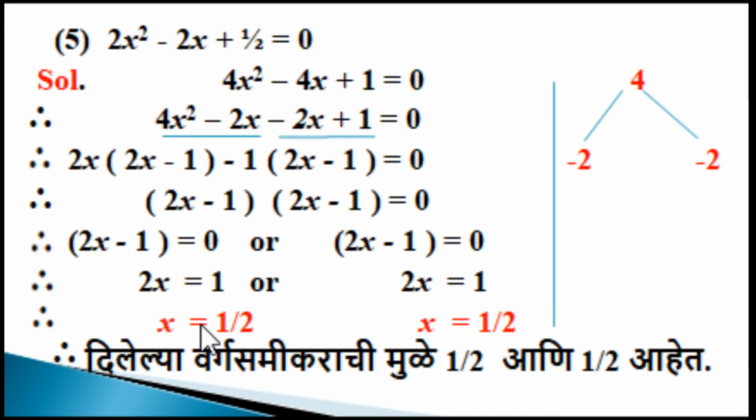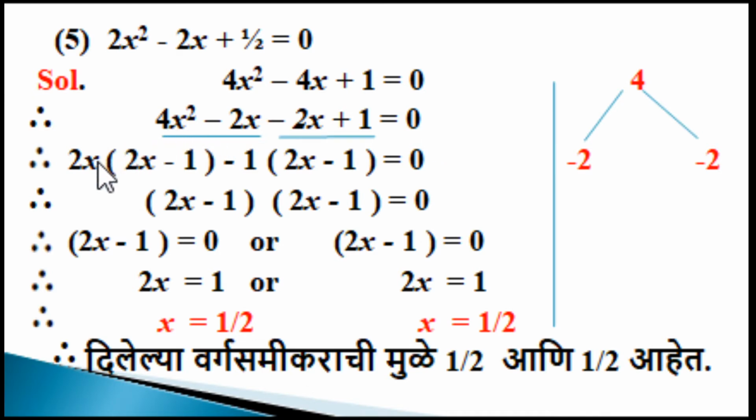Question number 5: 2x square minus 2x plus 1 upon 2 is equal to 0. So we have simplified this by multiplying by 2. So we get 4x square minus 4x plus 1 is equal to 0. Now a is 4 and c is 1. So 4 ones are 4 and the factors are minus 2 and minus 2, because here it is minus 4 and the product is plus 4. So instead of minus 4x we have taken minus 2x minus 2x.